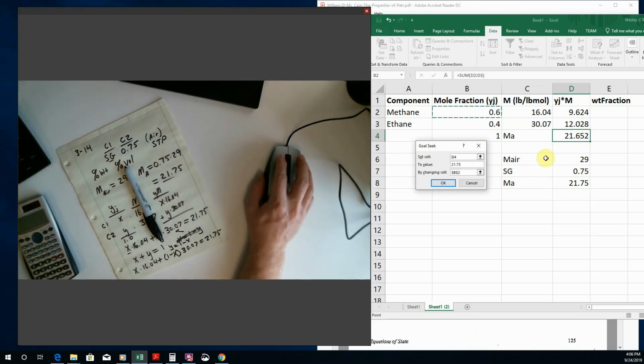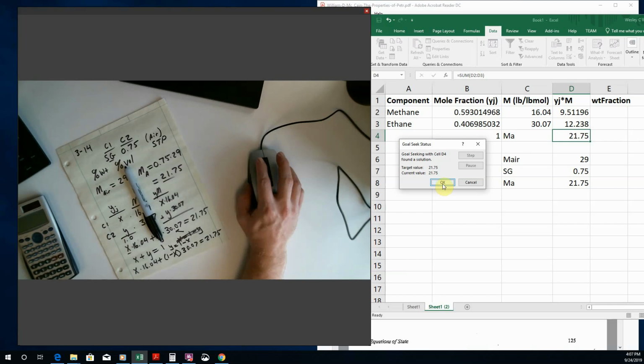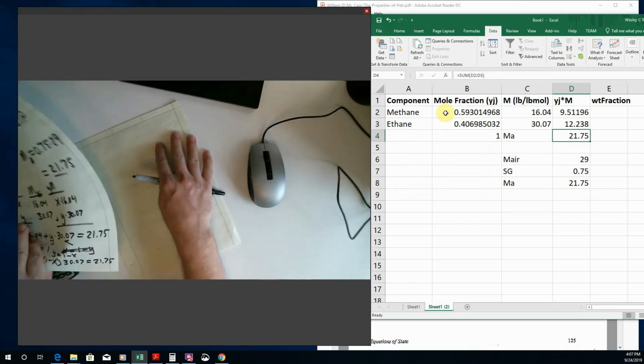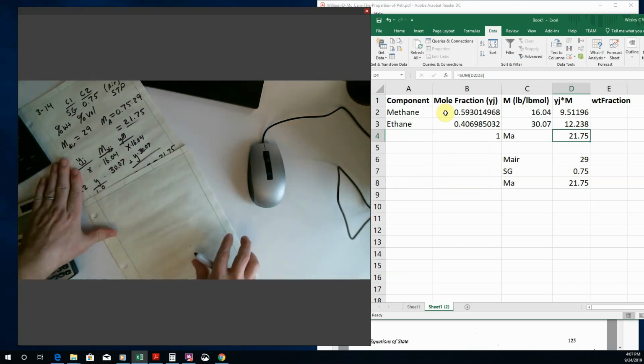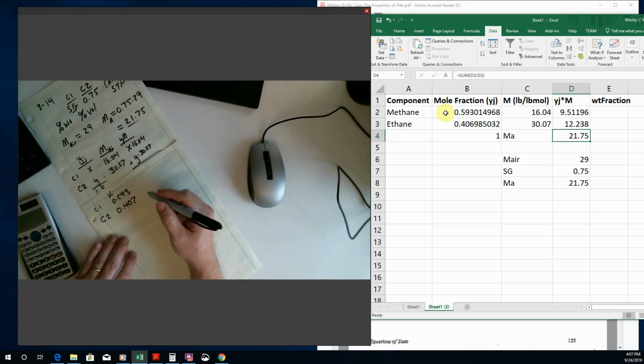So there we go. What that's going to do is keep putting values in here until this value matches that value. That's called goal seek. So let's do it. Click. Here we go. It matches 21.75, and here's the answer to our question. So the methane percent, if I go back to the original question here, so C1, this x here, the composition is 0.593. The composition of the other one is 0.407, more or less, if we round it.